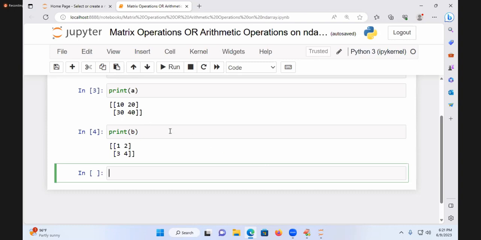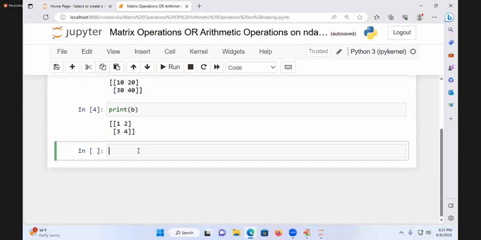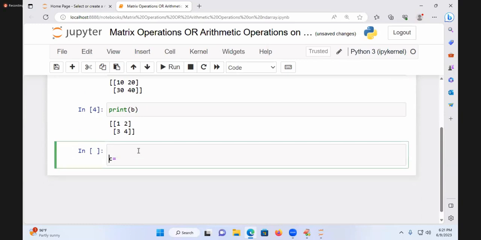Now there are two matrices. Now I will apply matrix addition. C is equal to what I am doing now? C is equal to np.add of A comma B.